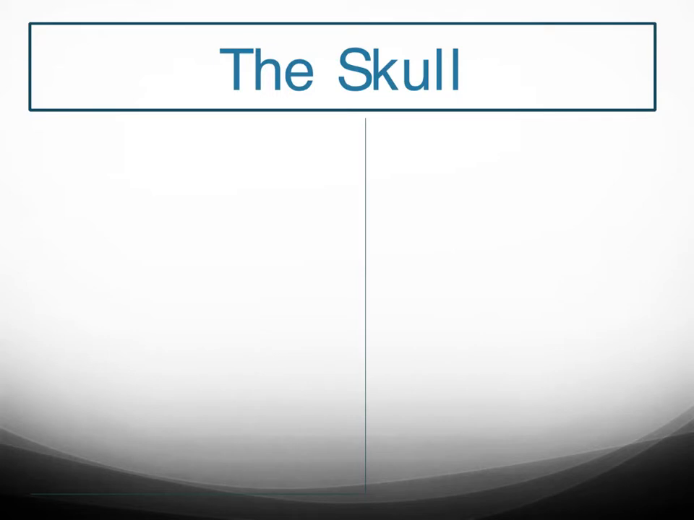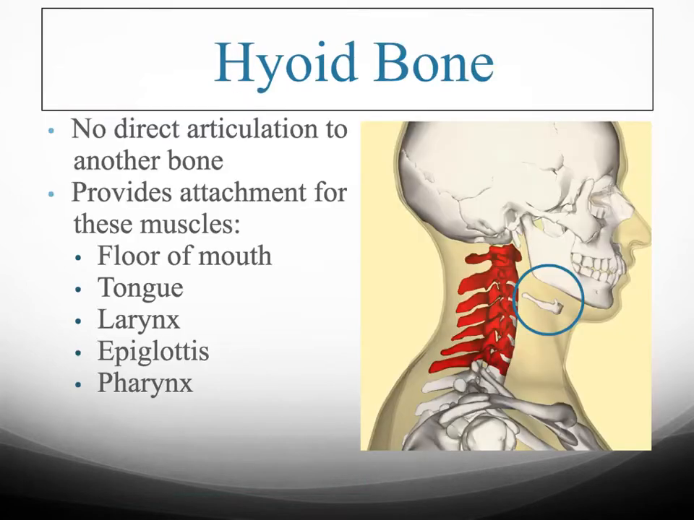Oh, and we don't have a picture of the skull. I guess that didn't show up for some reason. The skull is formed by two sets of bones, the cranium and the facial bones. All are joined by movable joints. And the cranium is the portion of the skull that encloses the brain. I'm not sure why that picture didn't show up as I started the presentation.